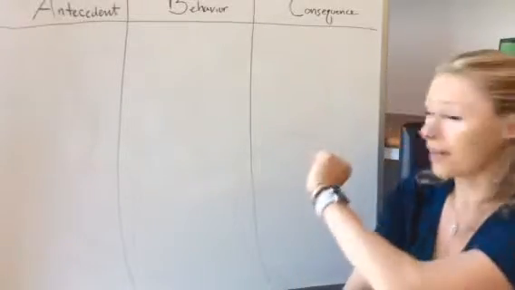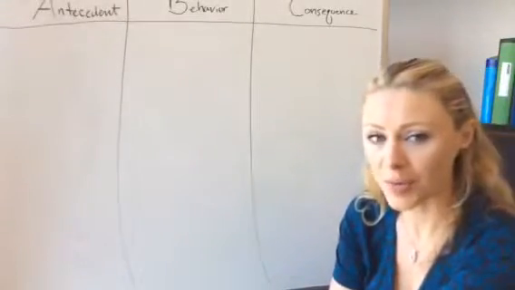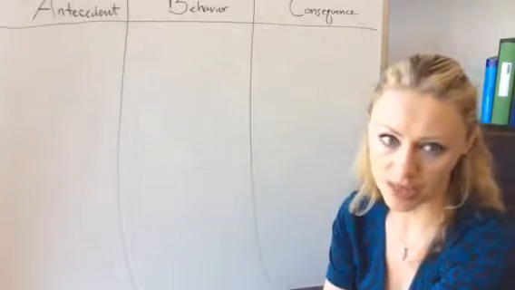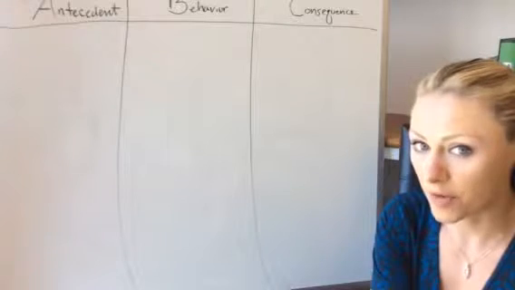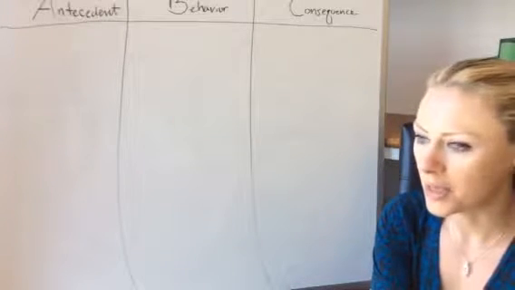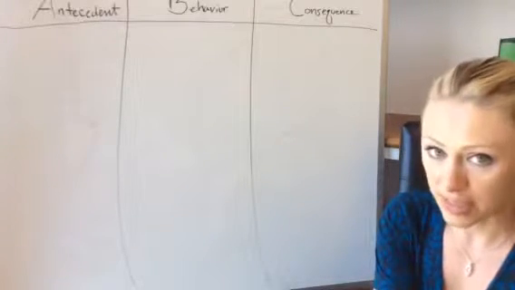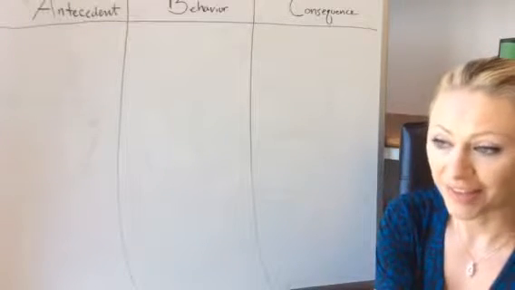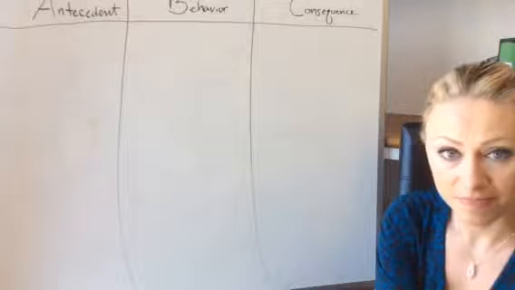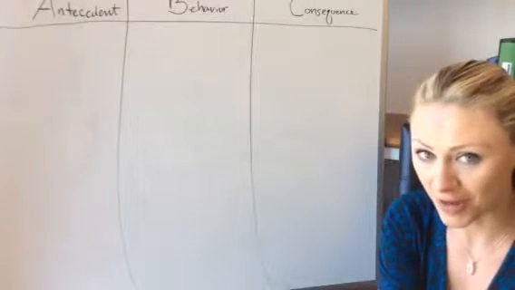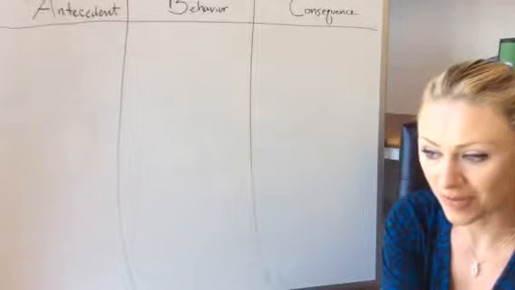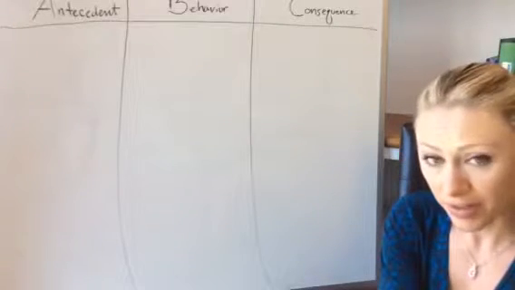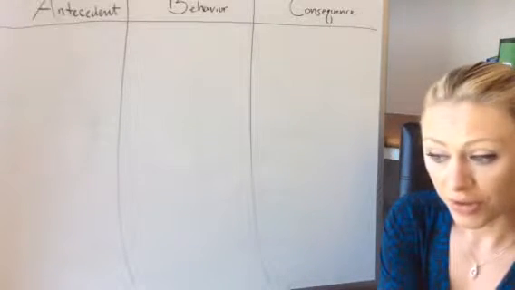and then let's get into consequence. So a consequence is anything that happens immediately after the behavior. So an example of a consequence might be asking your dog to sit. The dog sits, and then you give a treat. It's a positive consequence, right? Good.